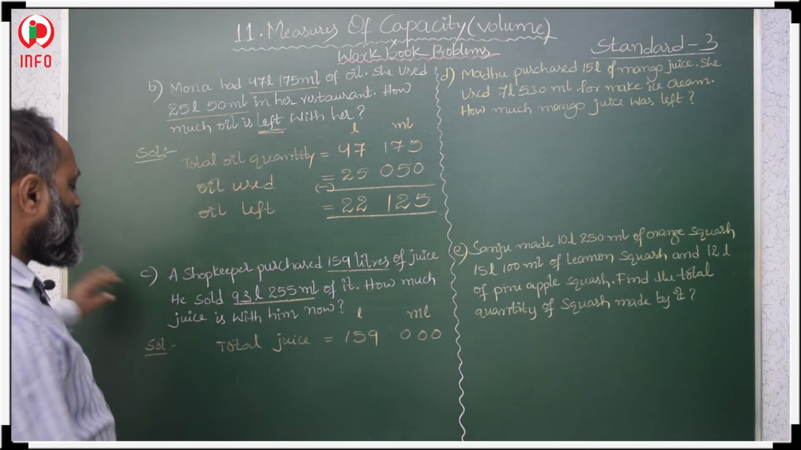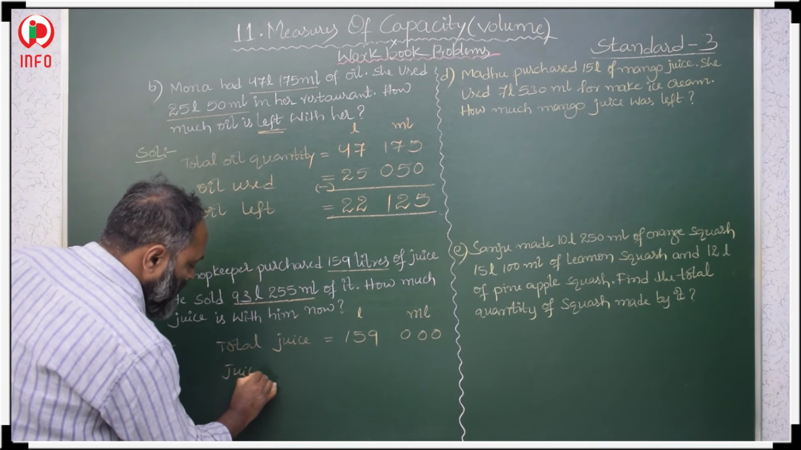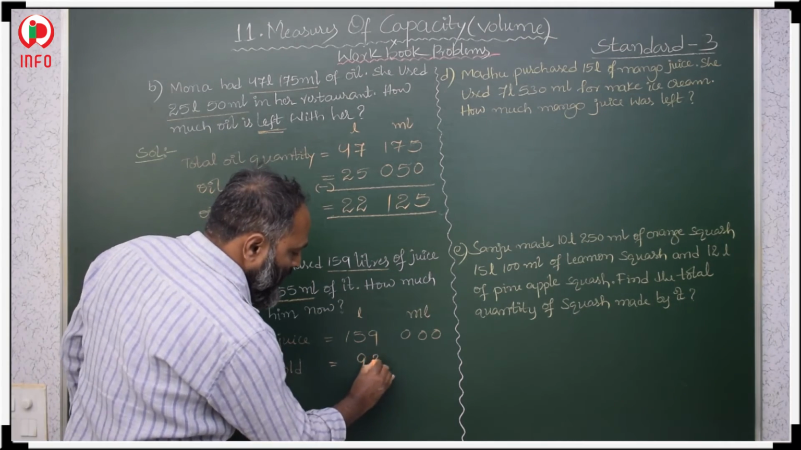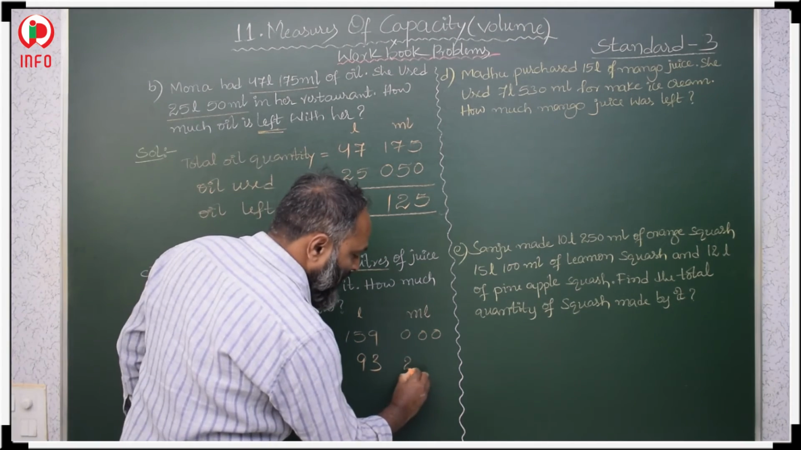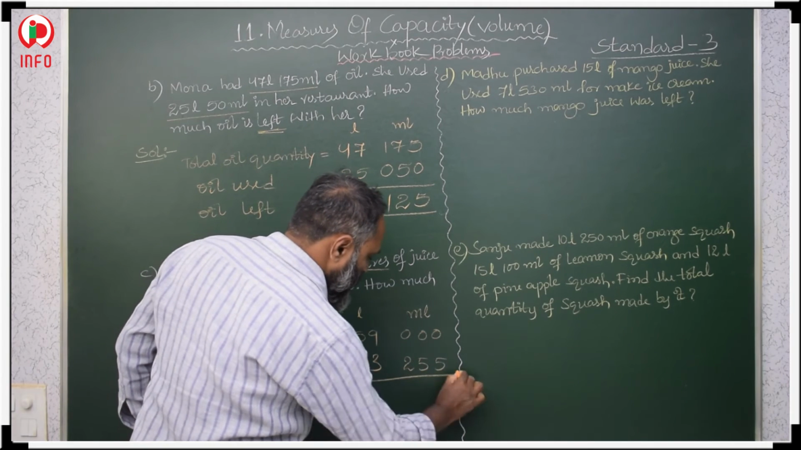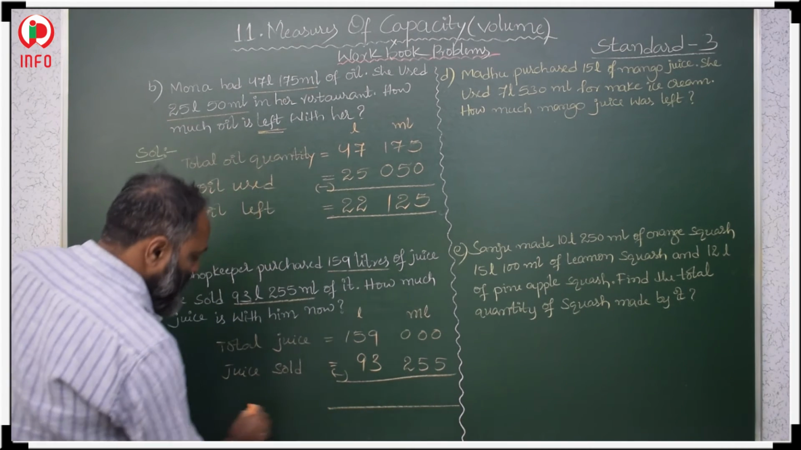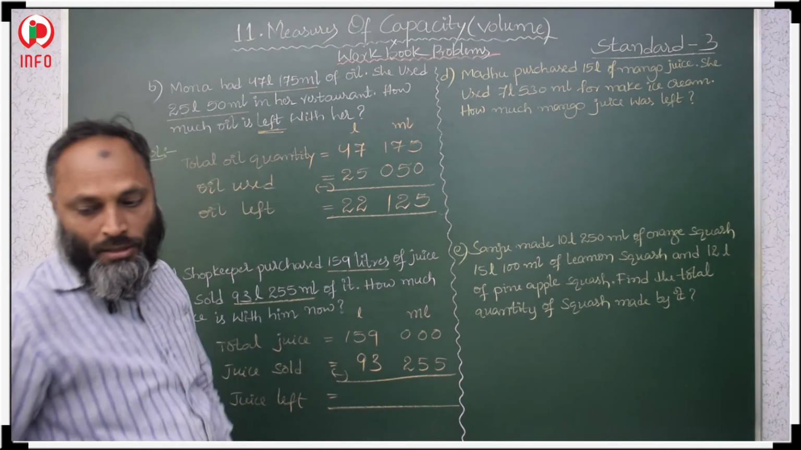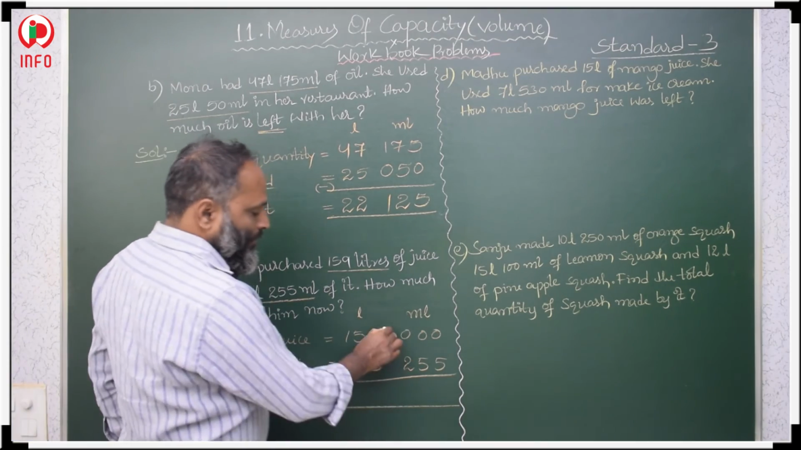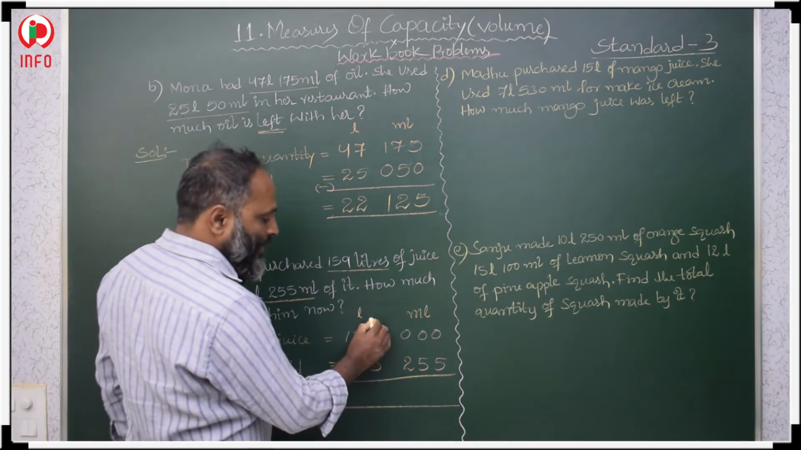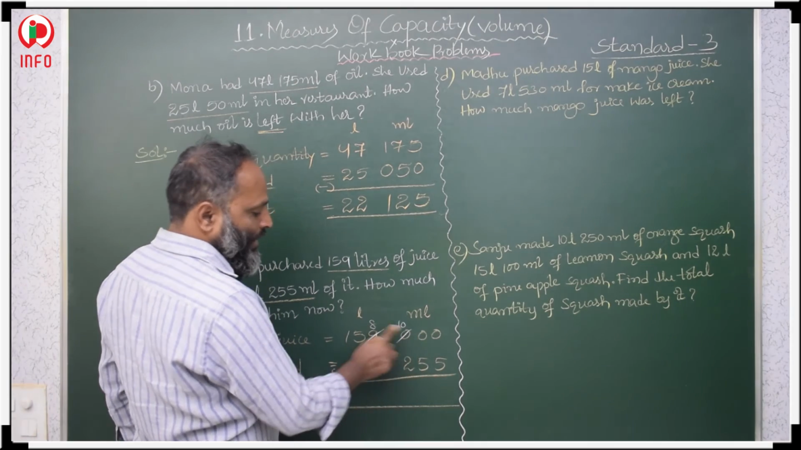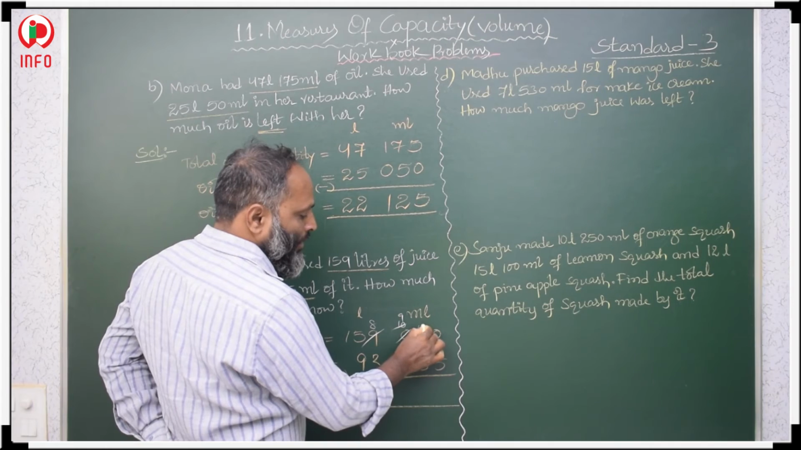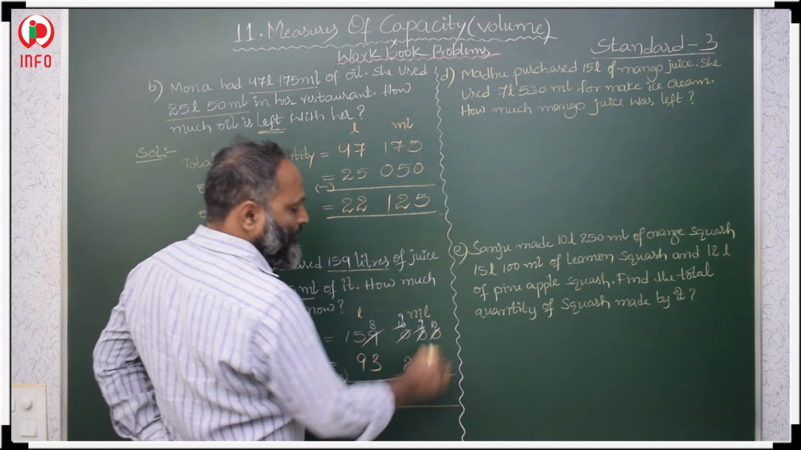Okay. Now juice sold. How much? That is 93 liters, 255 milliliters is sold. Now juice left, subtract. Then we have to borrow from the ones place of liters. Then here you will get 10, and here you will get 8, and here you will get 10. Once you take borrow, here you will get 9, here you will get 10. If you take borrow from here, you will get 9 here, you will get 10 here.